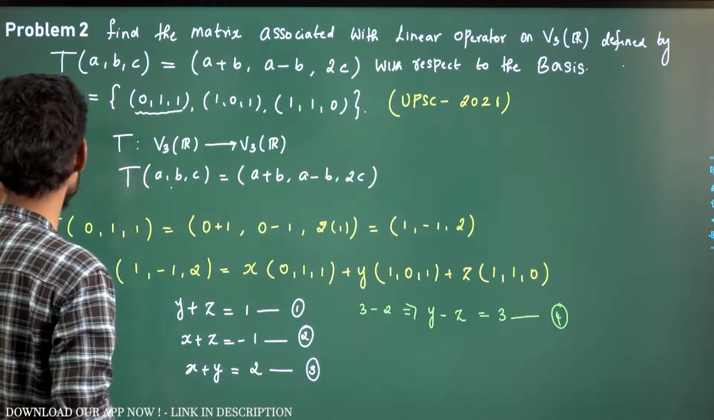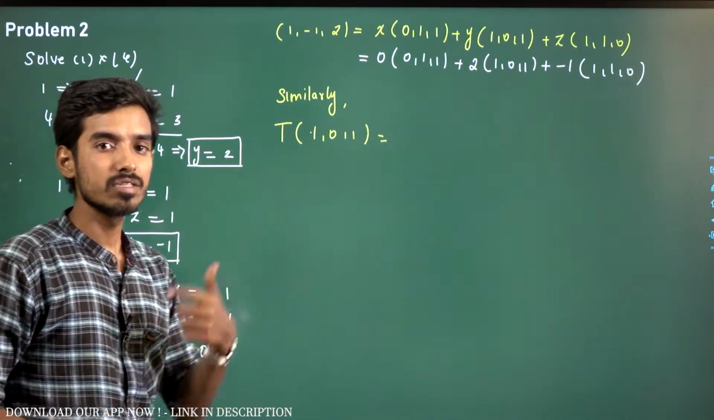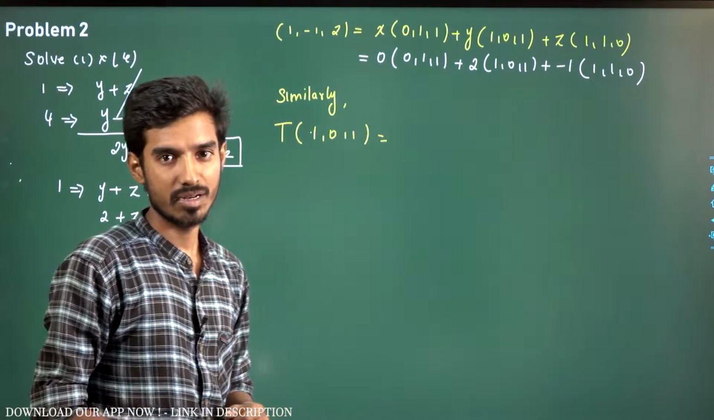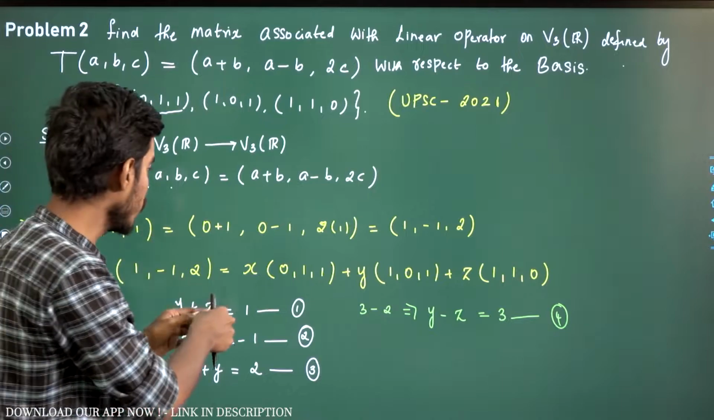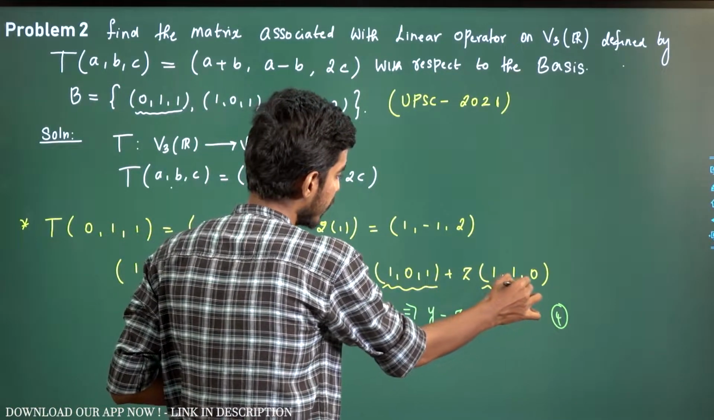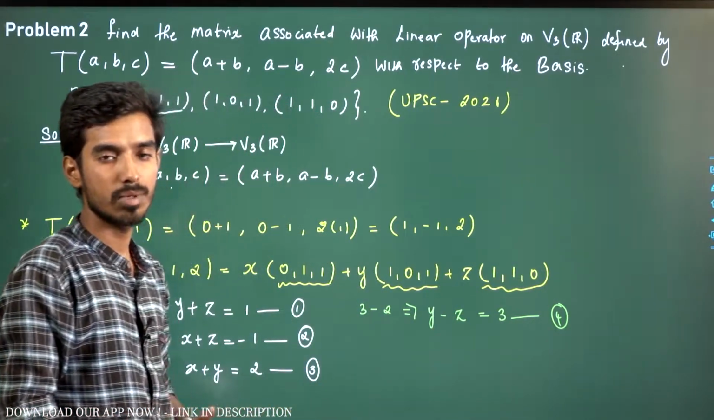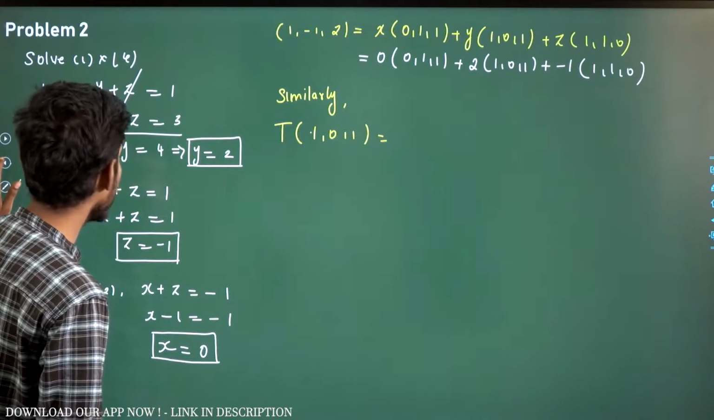Why I am stressing this: from the exam point of view, they may give different bases for the domain space as well as the codomain space. So for the domain space, you input that element, and you express the output as a linear combination of the codomain space basis. That is what I'm stressing here. If you have seen my linear algebra videos, you would be quite clear. Okay, now T of 1 0 1.